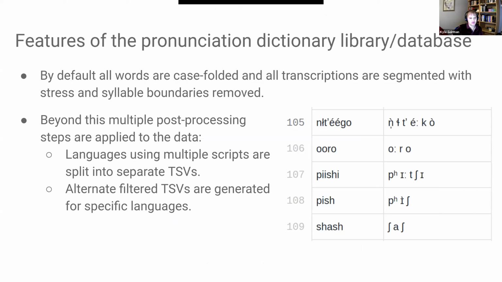We also do post-processing steps that include splitting languages that appear with multiple scripts. So for instance, Serbo-Croatian is treated as a single language in Wiktionary, so we simply split it on Cyrillic versus Roman. We also can do various forms of filtration on these files, which are just TSV files, tab separated value files.